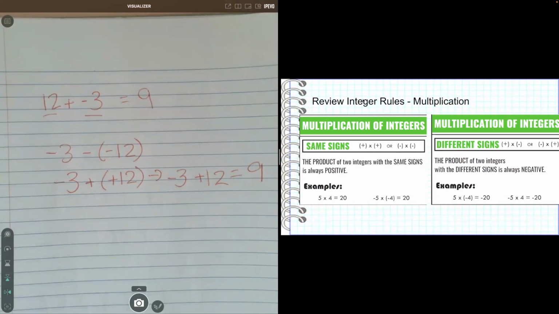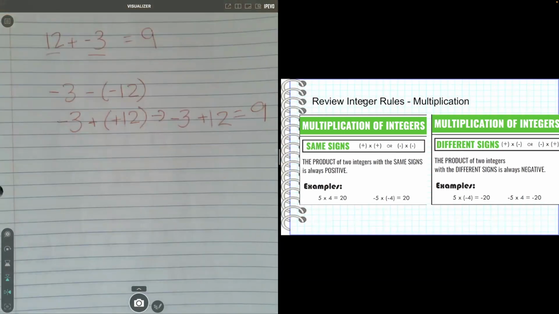The rule for multiplication with integers, if they're the same sign, they're going to be positive. It doesn't matter if it is positive and positive multiplied or negative and negative multiplied. They're all going to give you a positive answer. For example, 5 times 4 will give you 20. Negative 5 times negative 4 will also give you 20. Those negatives cancel each other out.